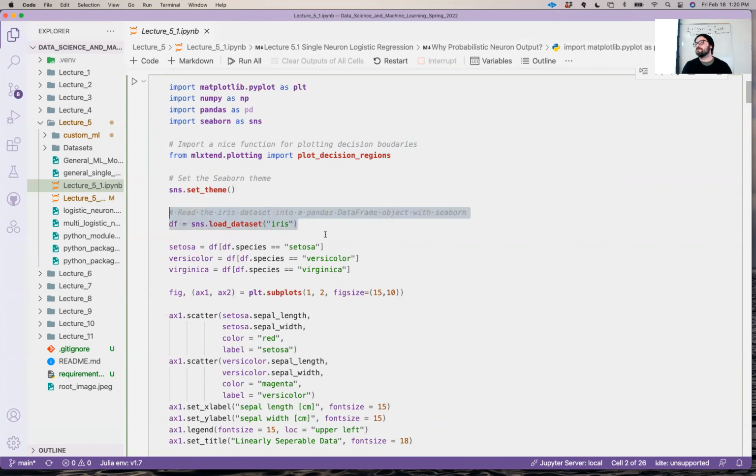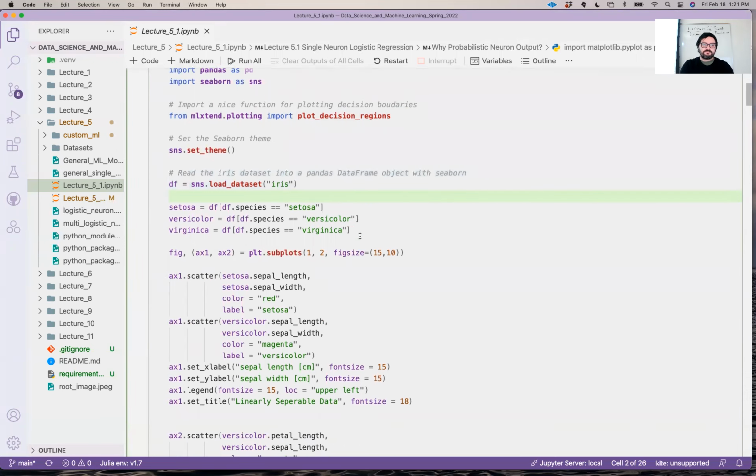And then this is new to all of you. I use Seaborn to load the iris dataset. Seaborn has several datasets that are really fun to play with, the iris being one of them. There's also the penguins dataset that I've given to you in the past. I'm using that to load it in so that I can host this on Google Colab and not worry about any file saving.